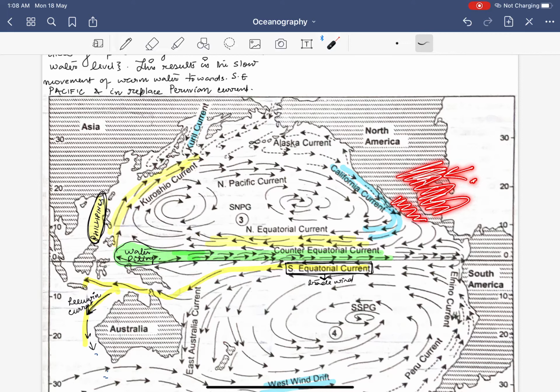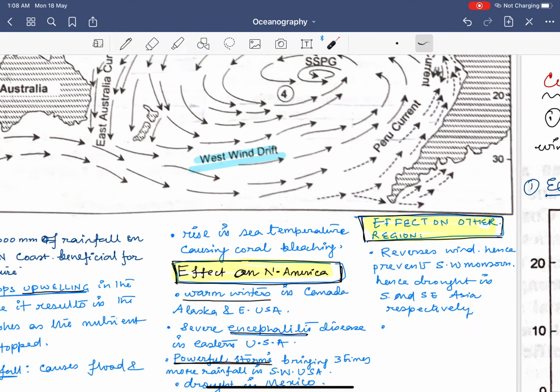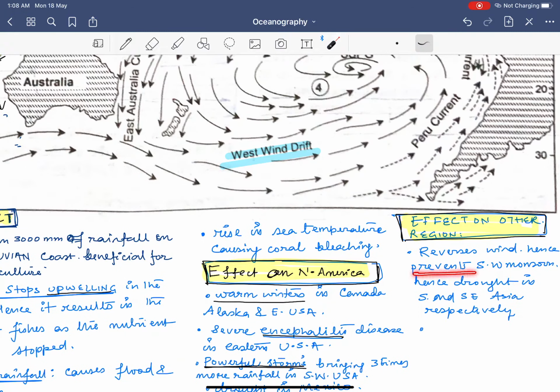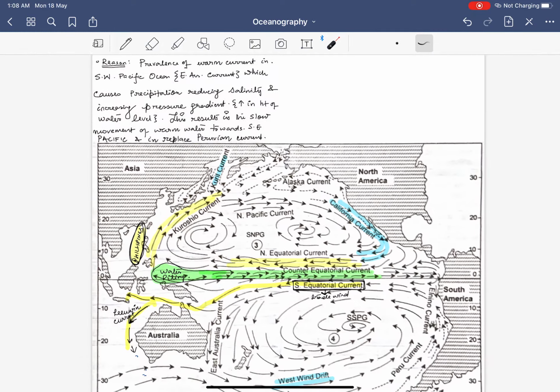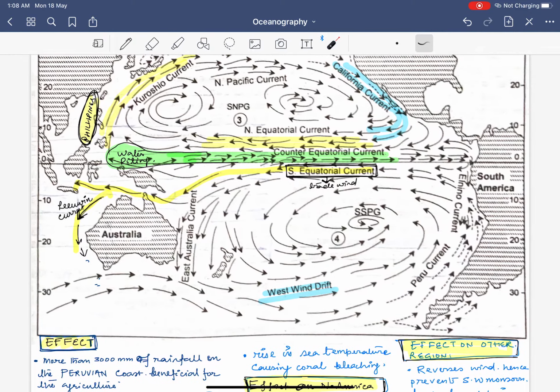Again over here in Mexico, what happens? There is none other than drought. Again drought-like condition arises over here, and again drought-like condition arises over here in Asia. Look at this effect on the other region. Reversed wind, hence prevents the southwest monsoon. Which is the southwest monsoon? The monsoon that arrives in the Indian subcontinent. So this is the effect of your El Nino.